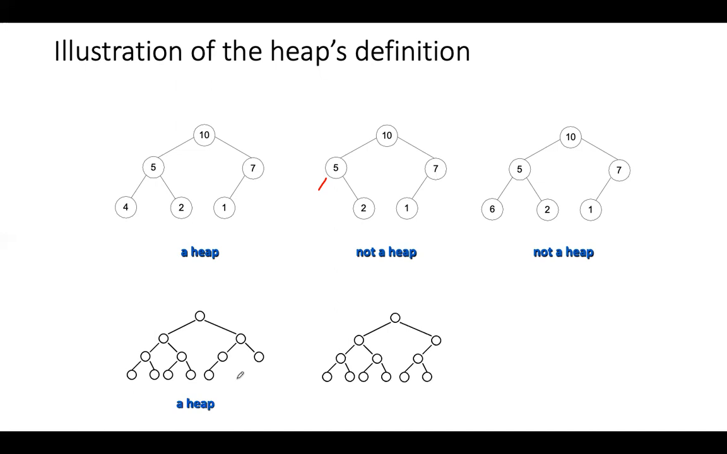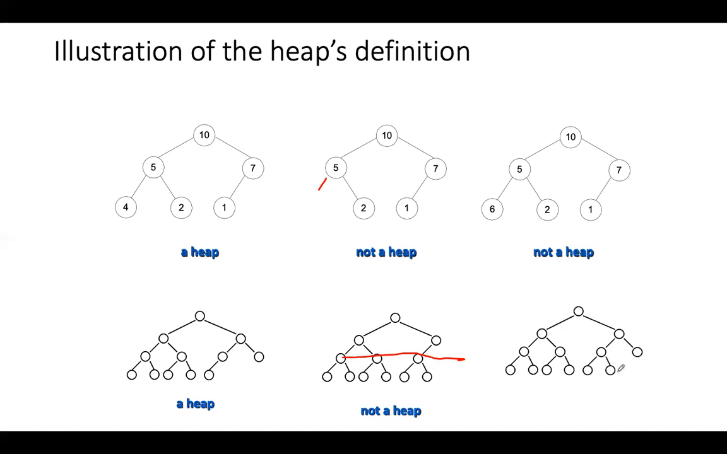What about this diagram? Is it a heap or not? See, this is not a heap. At this level, all the nodes should be there, but here one node is missing. So this is not a heap. Now this one, is it a heap or not?